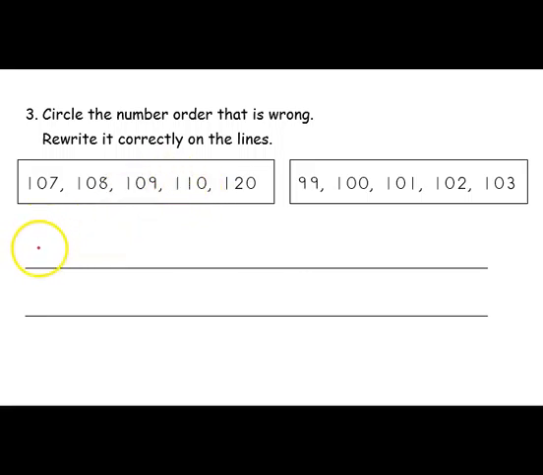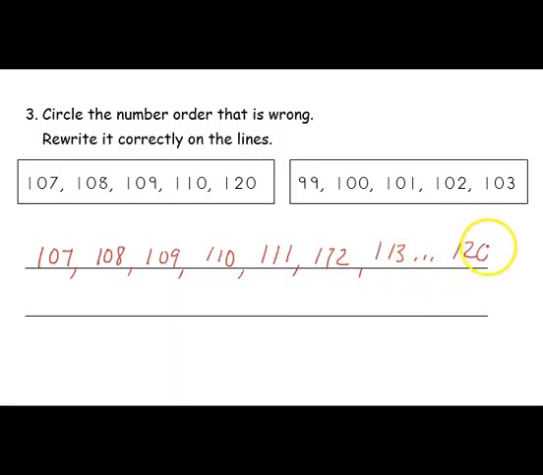So to write it correctly, we would say 107, 108, 109, 110, 111, 112, 113, all the way up to 120. So it gives us practice with writing those numbers in the teens.